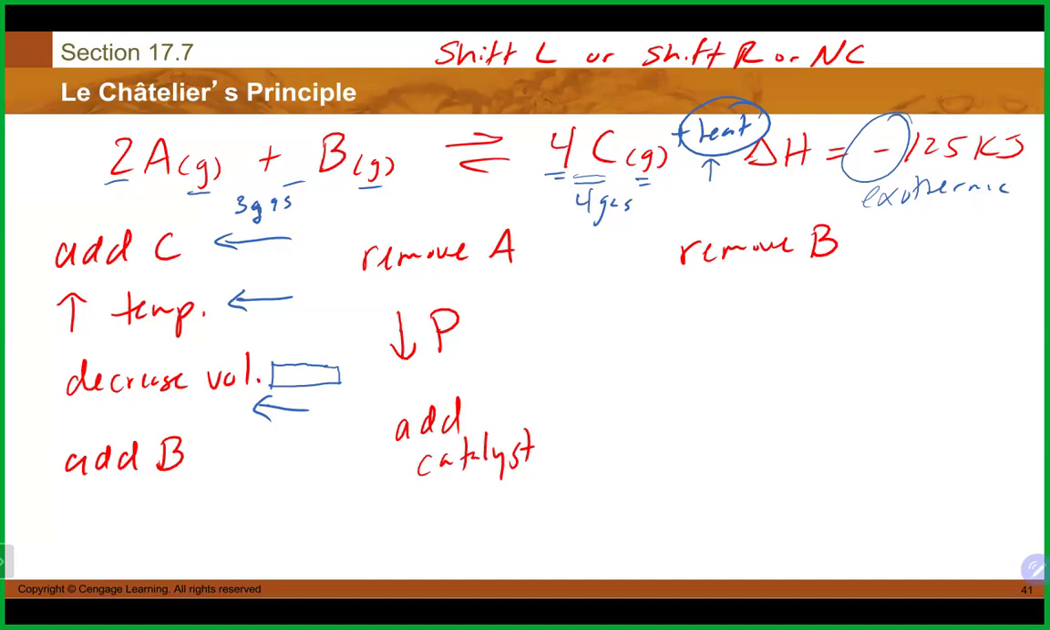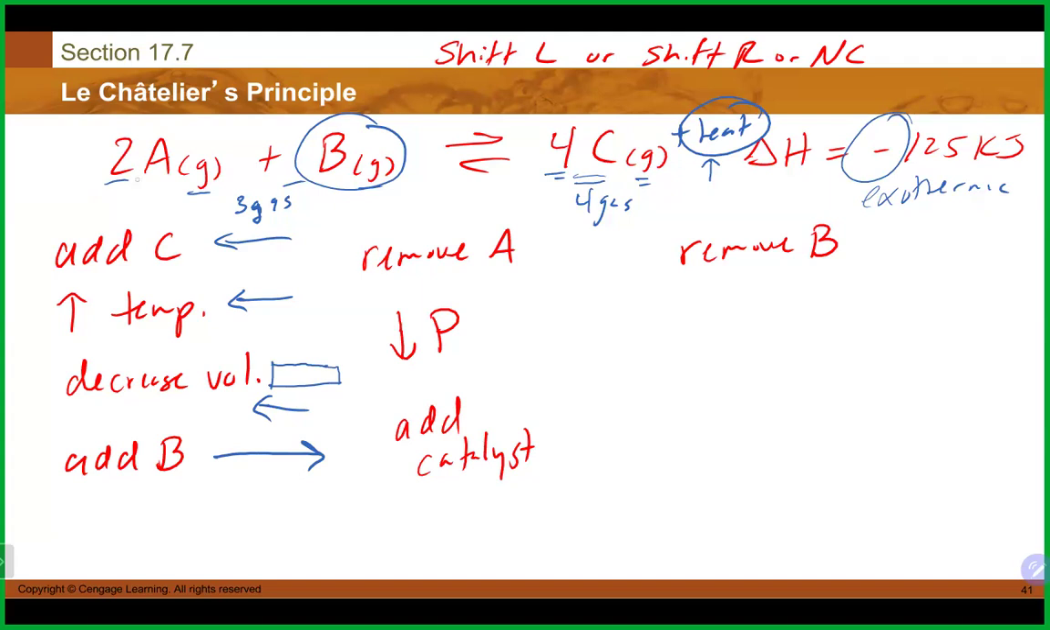I'm going to add B. B is a reactant. I add it, so it should shift away from the reactant side to the product side. And again, in this situation, what's really happening is I now have a lot more reactants than products, so it's going to cause the forward direction to occur.